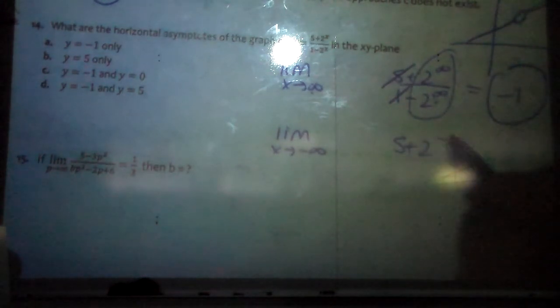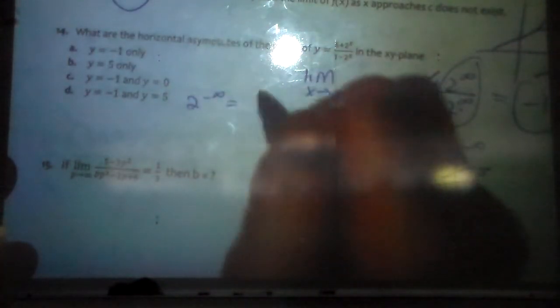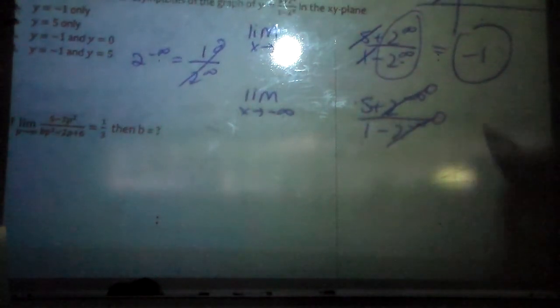Now as I approach negative infinity, 5 plus 2 to the negative infinity over 1 minus 2 to the negative infinity. If I raise 2 to the negative infinity, that's just 1 over 2 to the infinity. 1 over infinity is going to go to 0. So see how as x approaches negative infinity, this goes away. It's so tiny. So then you're just left with 5 over 1, which would be 5.